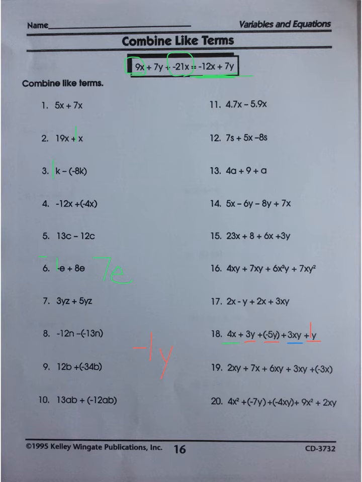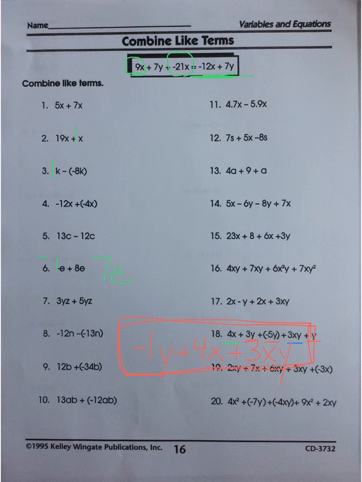And then we just bring down our plus 4x. We cannot combine those. They're different letters. And bring down our plus 3xy. And we cannot combine that with anything because it has an x and a y, and there's no other term that has an x and a y.